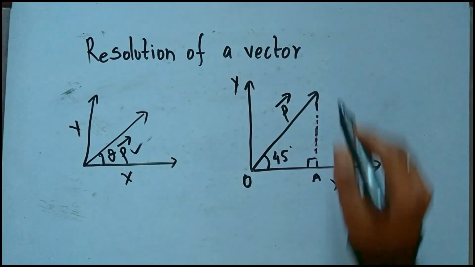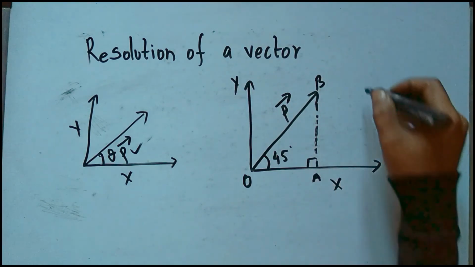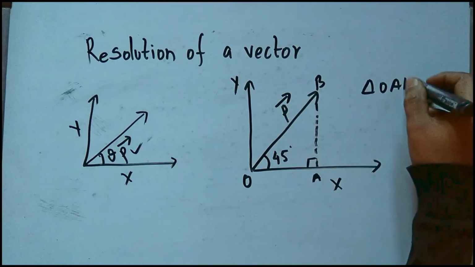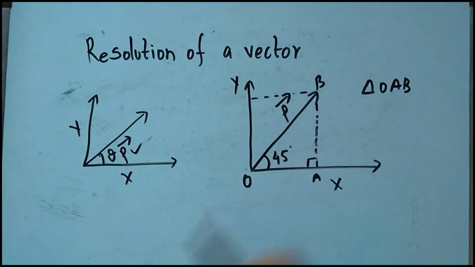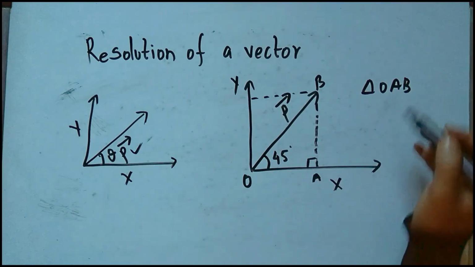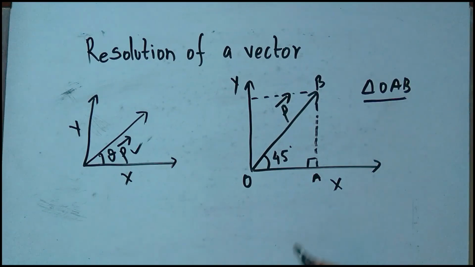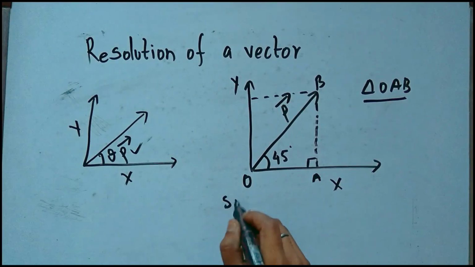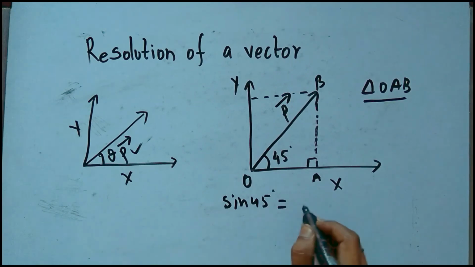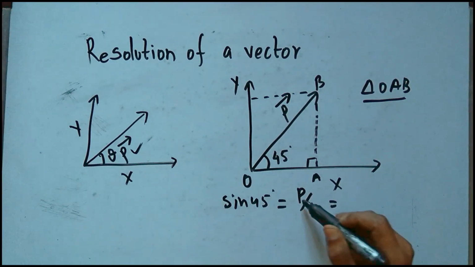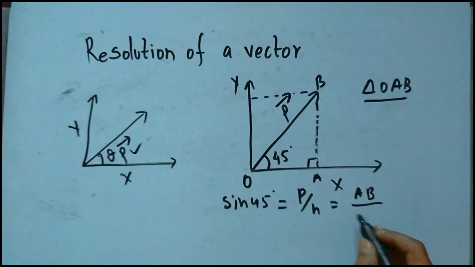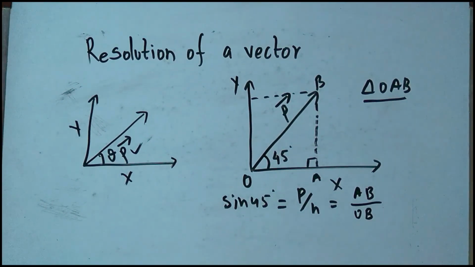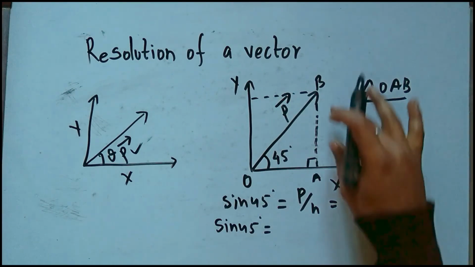O, A, B, in triangle OAB, this is a right angle triangle. So in this right angle triangle, let's take sine 45 degree, which is equal to P by H. So P means AB by hypotenuse, which is OB. Sine 45 degree is equal to AB.